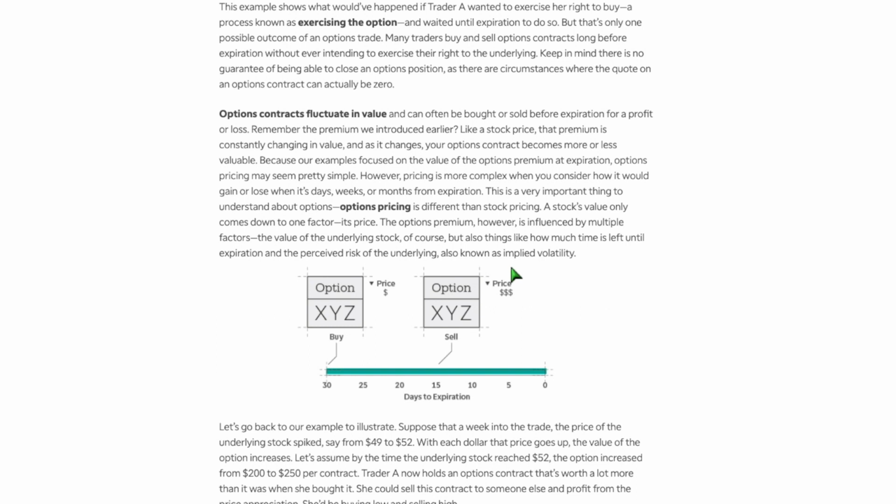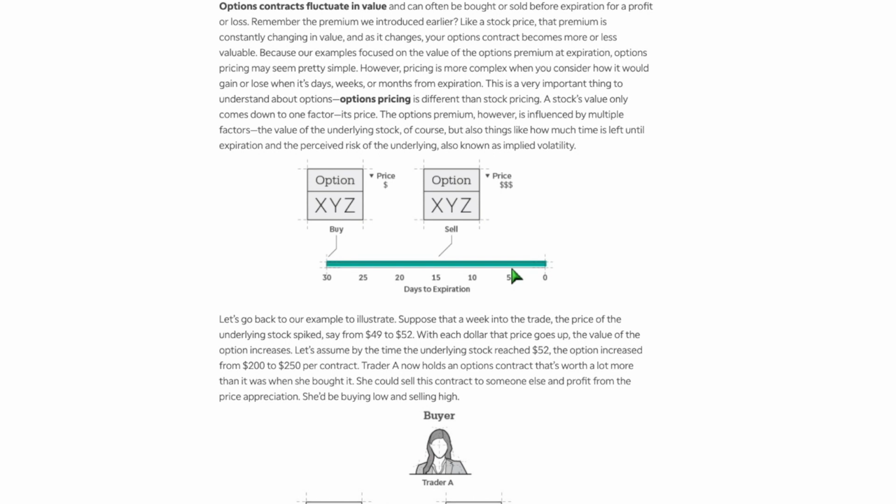So in these two examples, we reached the expiration of the contract, but that is actually not always the case because the stock prices are always fluctuating. The value of these coupons are always changing, and options traders actually trade them like stock. Options contracts fluctuate in value and can often be bought or sold before expiration for a profit or loss. Remember the premium we introduced earlier? Like a stock price, the premium is constantly changing in value. Your options contract becomes more or less valuable.